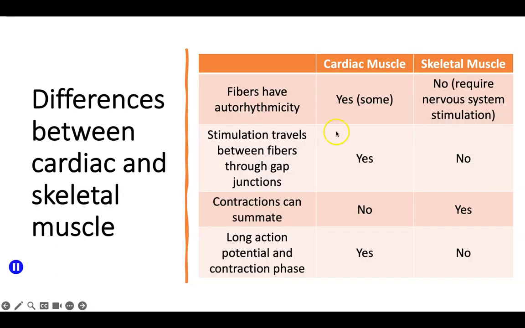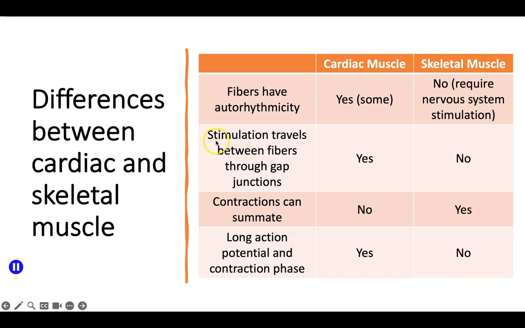Now some differences. First off, cardiac muscle cells, some of them actually have autorhythmicity. And we'll talk a little bit more about that coming up, but the name sort of is descriptive here. So auto means self, rhythmicity is rhythmic. So they're cells that have their own rhythm. This might make sense. Your heart is constantly beating. That beat has a rhythm. The rhythm actually comes from these autorhythmic cells in cardiac muscle. This does not occur in skeletal muscle. So skeletal muscle fibers, they require nervous system stimulation in order to contract.